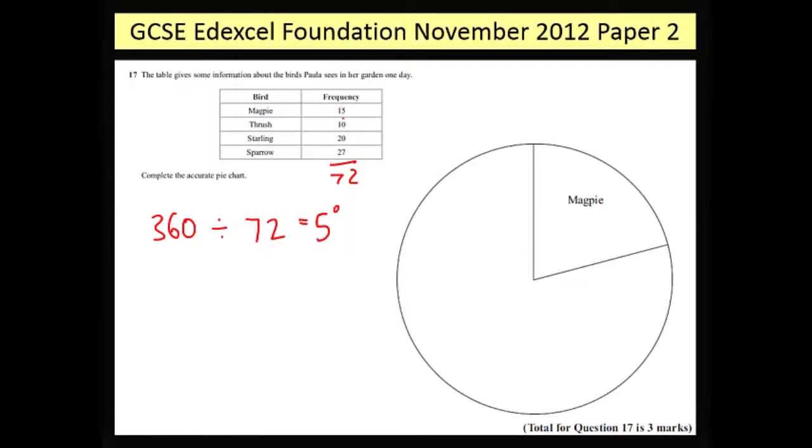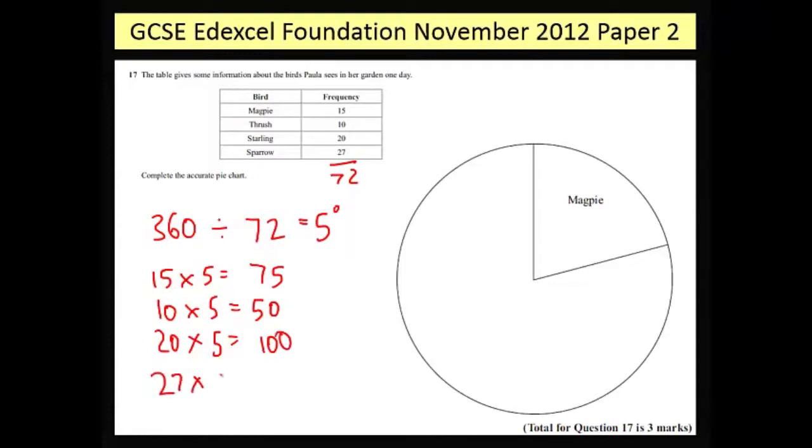But there are 15 in here, 10, 20 and 27, so we need to multiply each of those by 5. So we do 15 multiplied by 5, which is 75. We do 10 multiplied by 5, which is 50. 20 multiplied by 5, which is 100. And then finally 27 multiplied by 5, which is 135. These are the angles that we need to draw for each one of these sections. So magpie 75, thrush 50, starling 100, and sparrow 135 degrees.